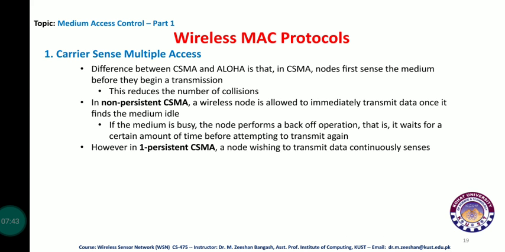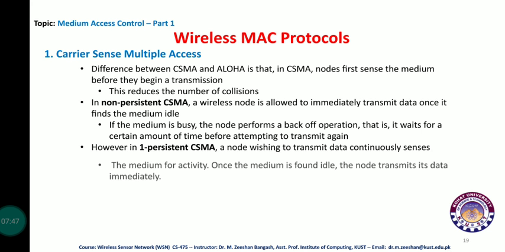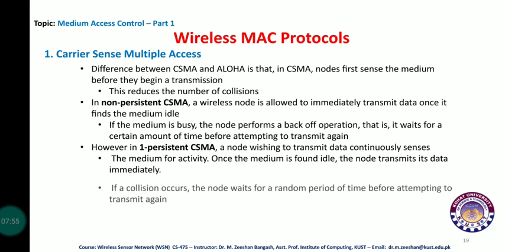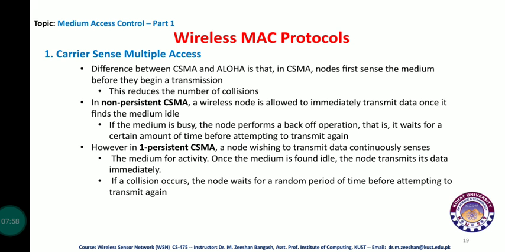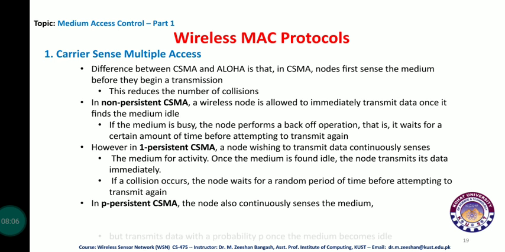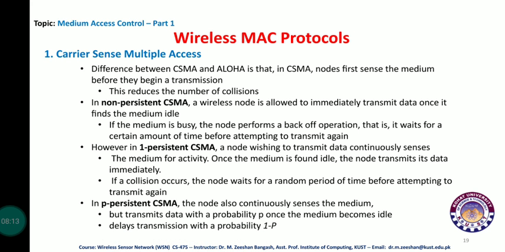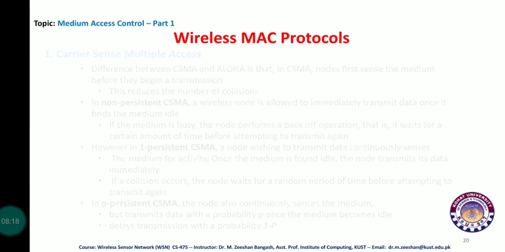However, in one-persistent CSMA, a node wishing to transmit data continuously senses the medium for activity, and once the medium is found idle, the node transmits its data immediately. If a collision occurs, the nodes wait for a random period of time before attempting to transmit again. In p-persistent CSMA, the node also continuously senses the medium, but it transmits data with a probability p once the medium becomes idle. So there is again a delay in the transmission, and this delay has a probability of 1 minus p.